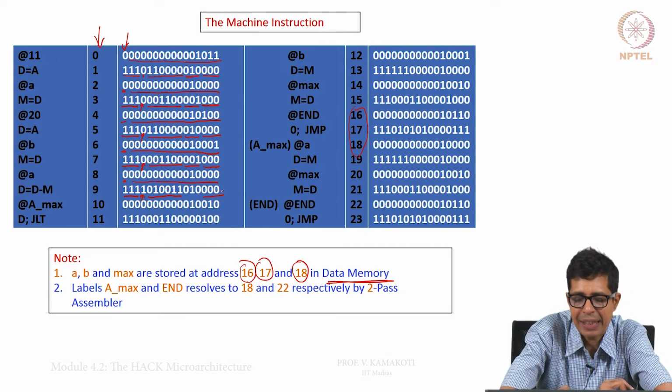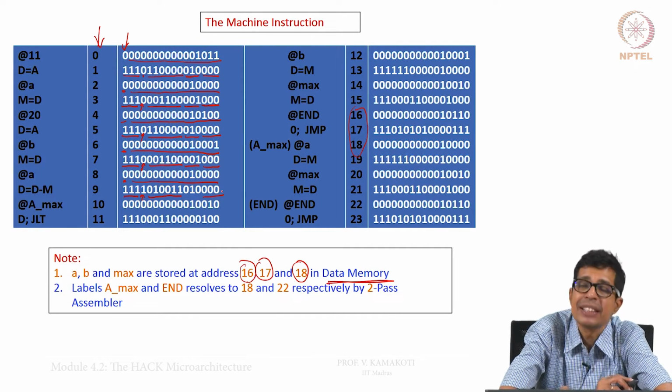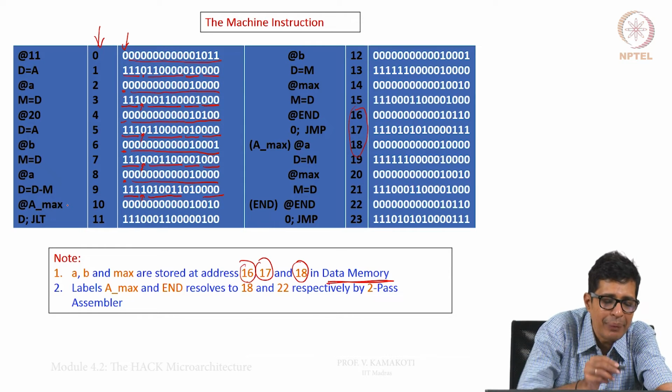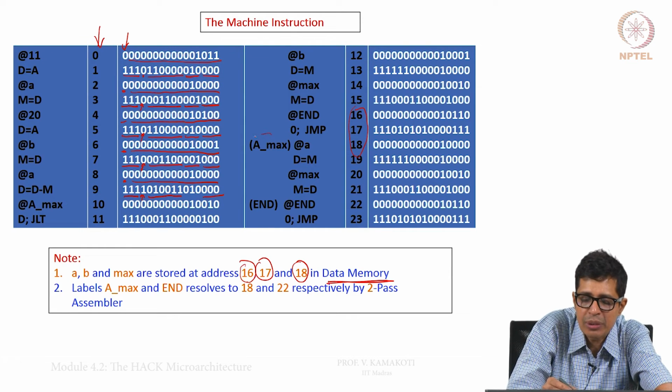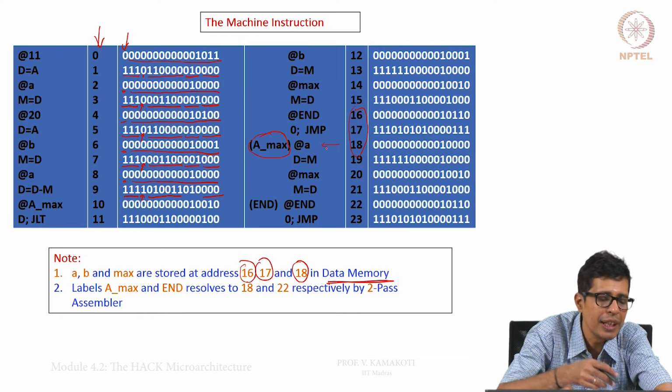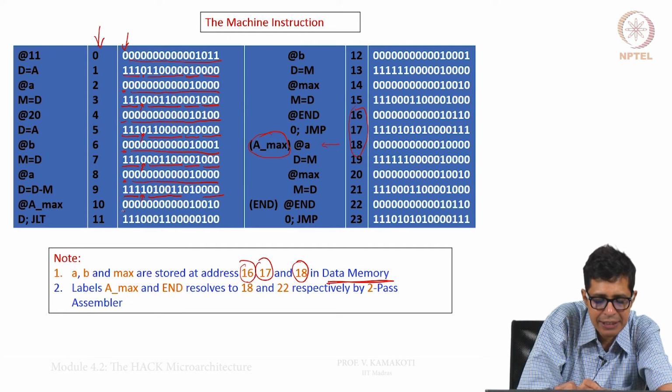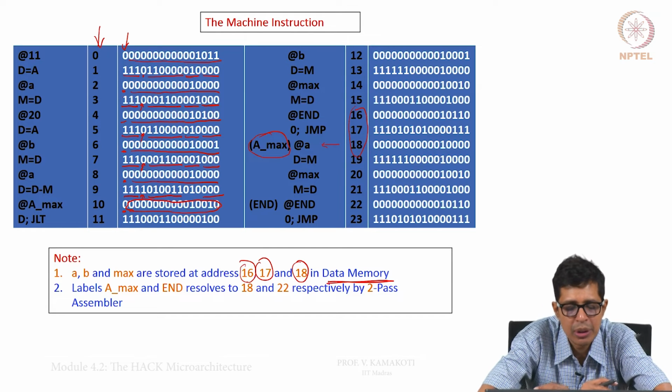Now, at A max, this is something that we need to understand. So, what is A max? A max actually resolves to this location, which is 18. A max is a symbol which is associated with the address number 18. So, essentially this is an A instruction. So, 0, and this is 18. If you take this set of bits, this is now 18, 10010.